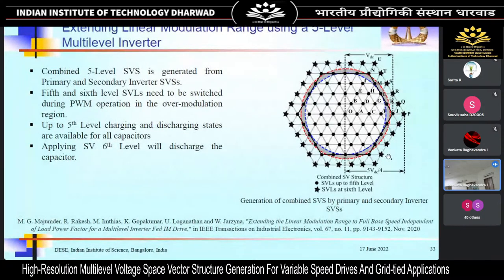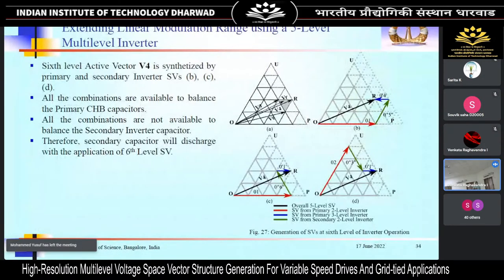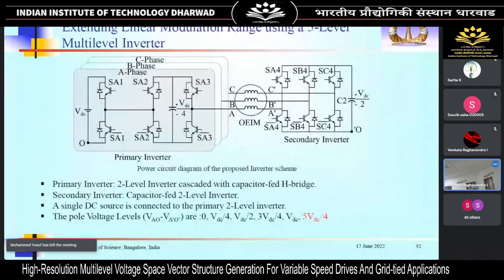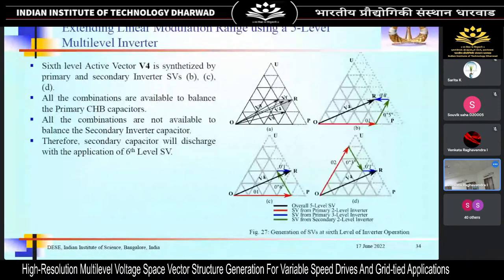If you see here, this is the technique to balance the capacitor. See, this is the main inverter. This is the VDC by 2 inverter, and the VDC by 4 inverter. If you want to have a location here, we can start between these two.